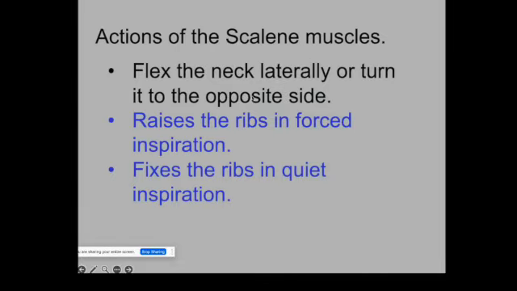So what do they do? They flex the neck laterally or turn it to the opposite side, and raise the ribs in forced inspiration. They fix the ribs in quiet inspiration. So when we're really working out, the scalenes come into the picture, lifting our ribs up, expanding the chest cavity. And that is the end of the lecture.